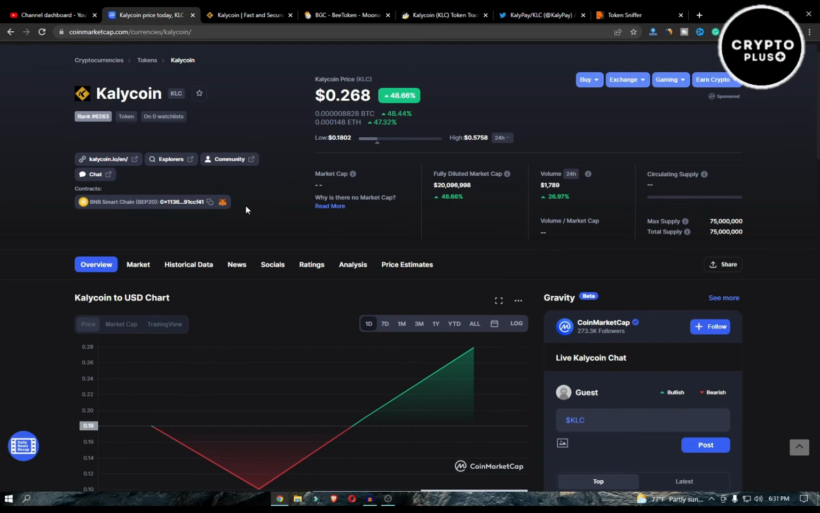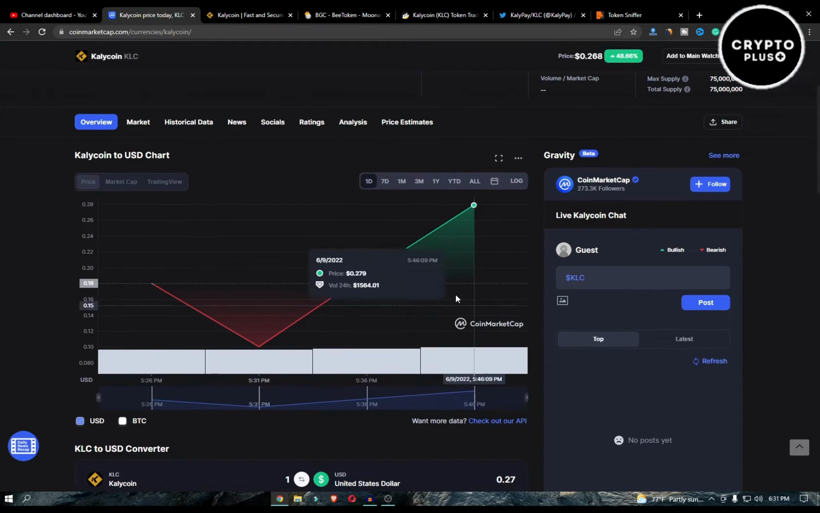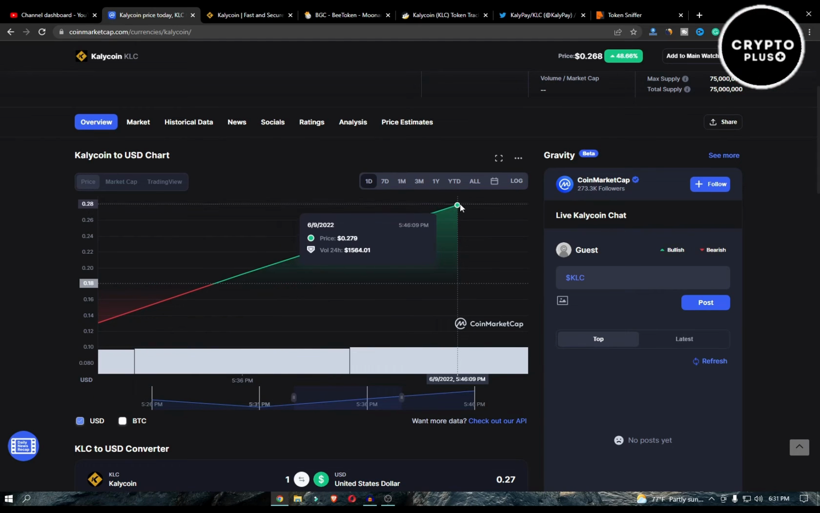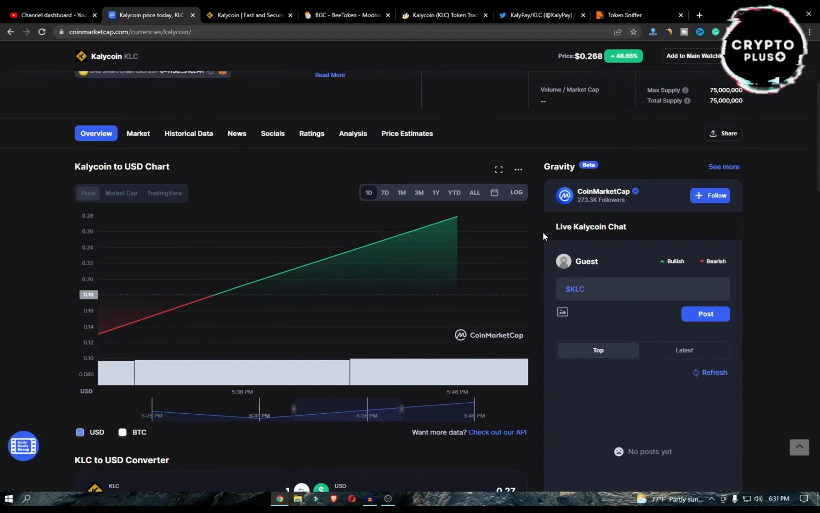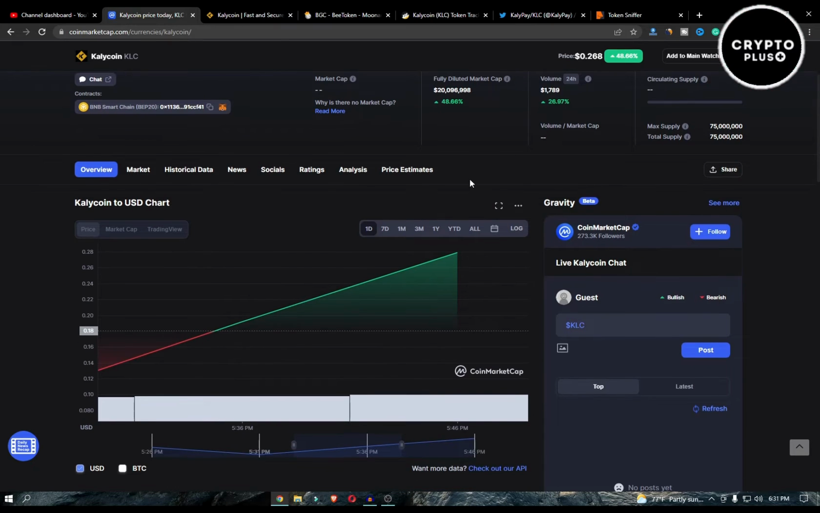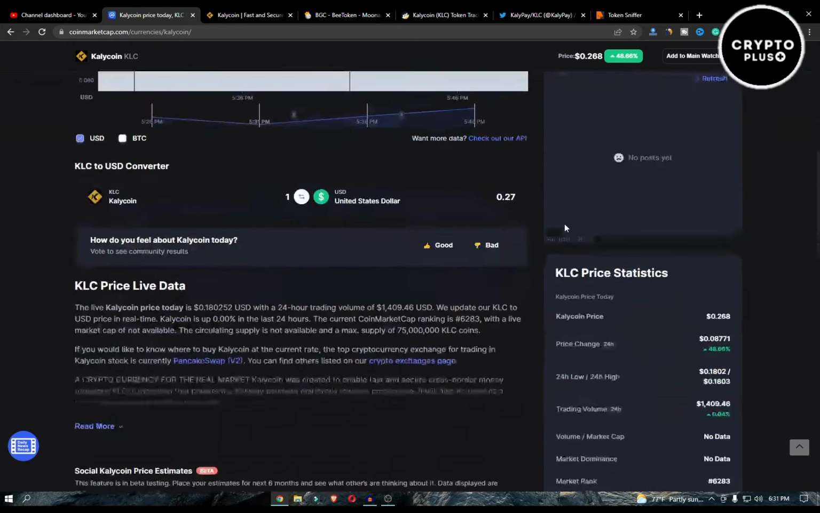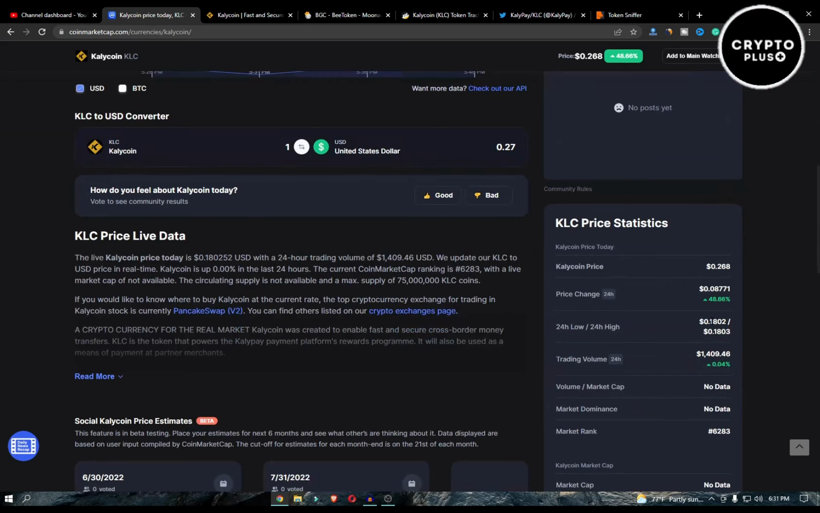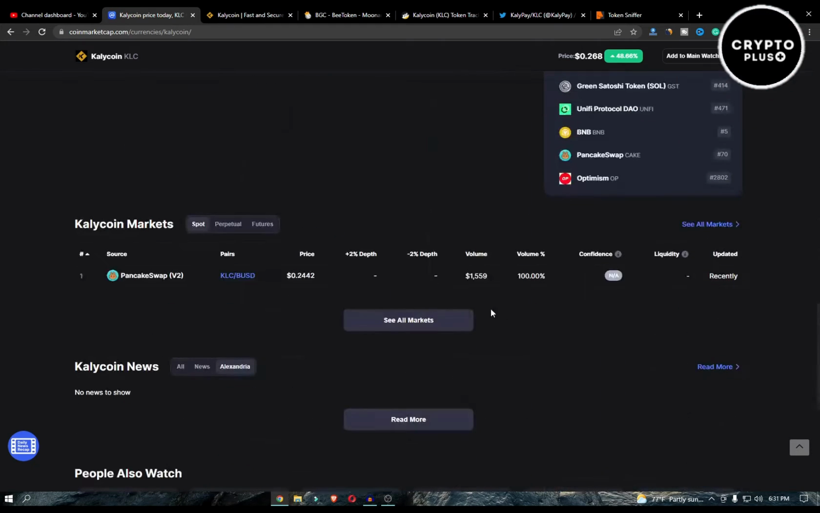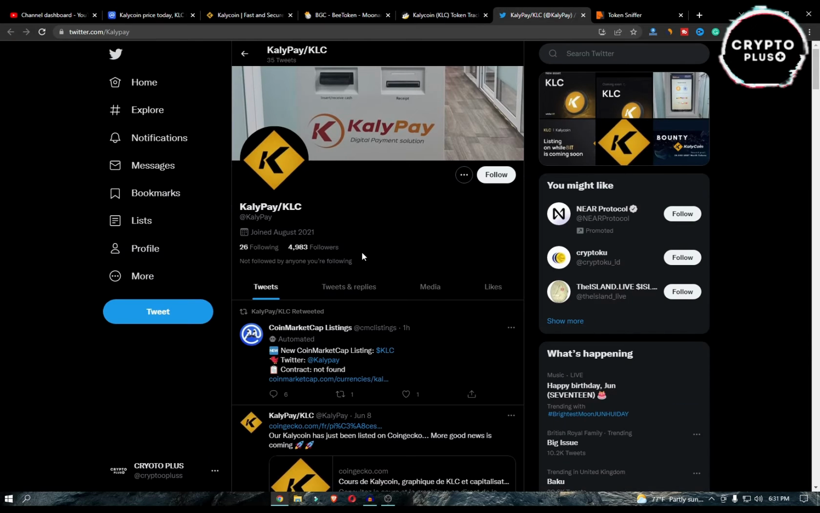So guys, as you can see here, this token is recently added to CoinMarketCap based on the Binance Smart Chain ecosystem, and it's ranked 6283 in the official CoinMarketCap rank list. And as you can see here, the price in the last 24 hours is up by 219% and sits at 0.57 with 1500 of volume, and the market cap is not available, and the max supply is 75 million tokens. In the past 24 hours, the low was 0.18 and the high was 0.57. Kalycoin for this moment is only available on PancakeSwap.